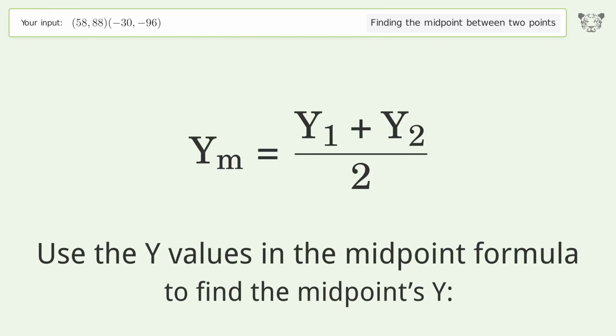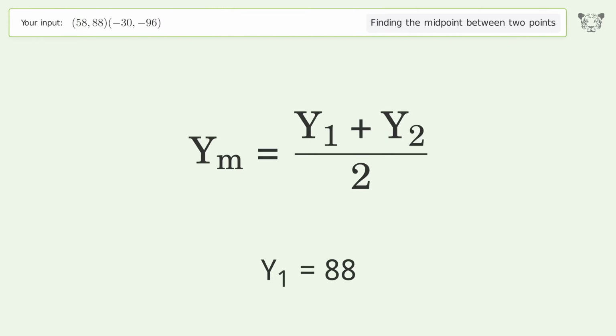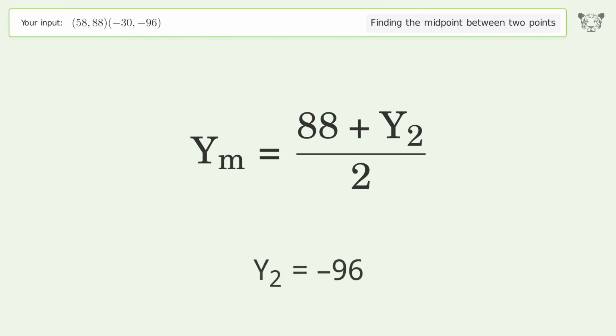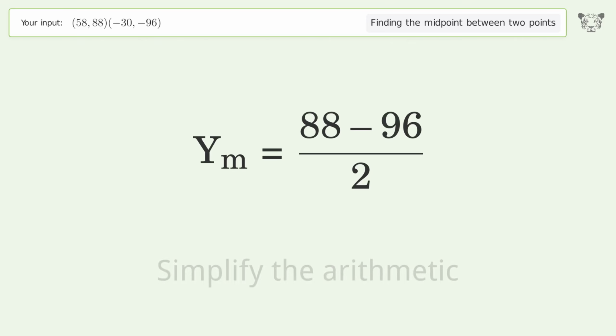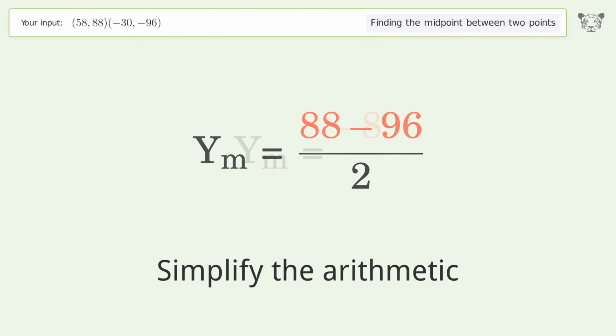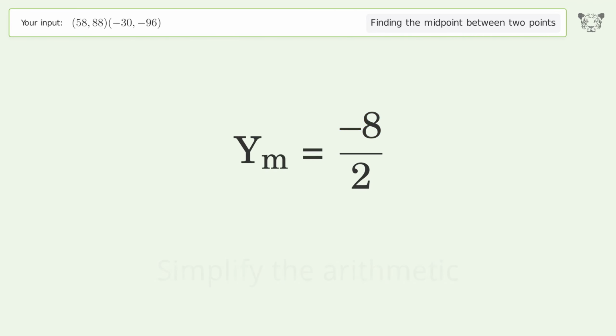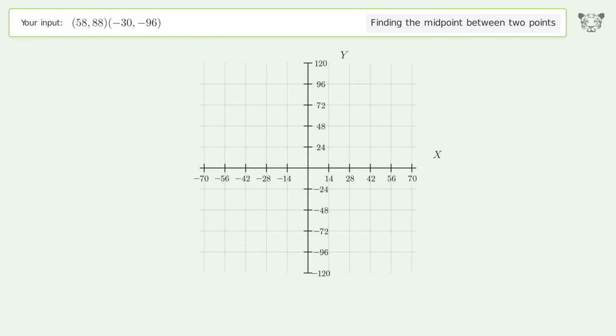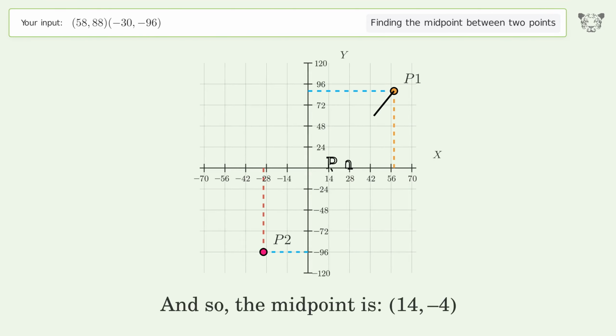Use the y values in the midpoint formula to find the midpoint's y. y1 equals 88. y2 equals -96. Simplify the arithmetic. And so, the midpoint is 14, -4.